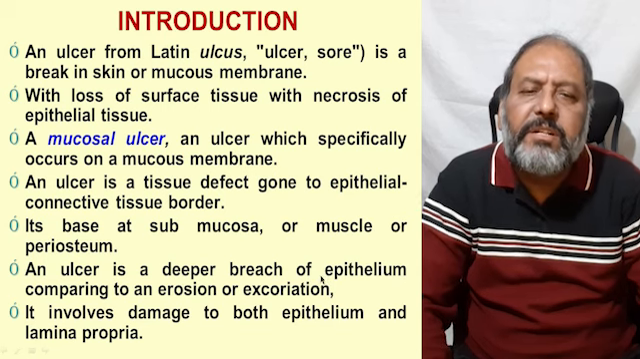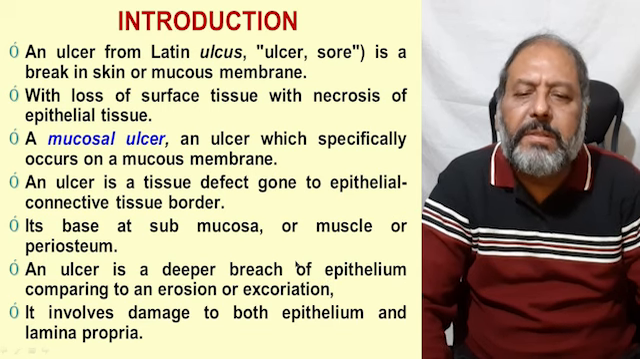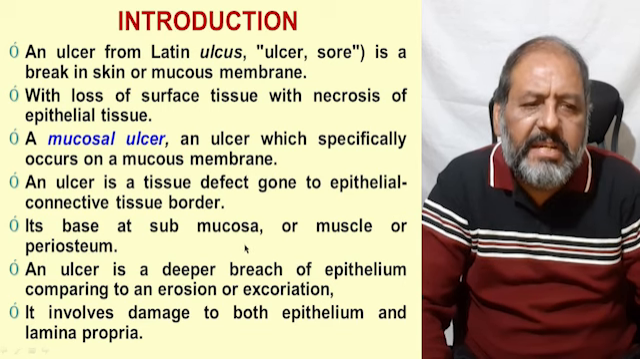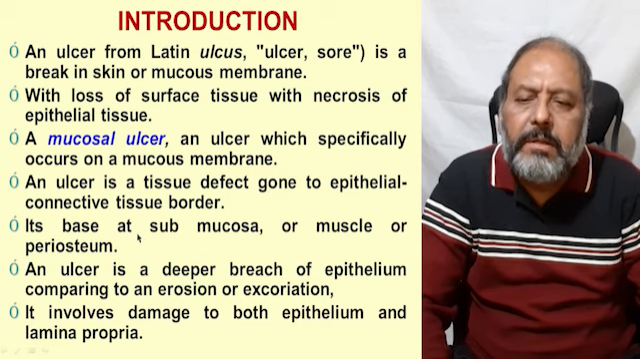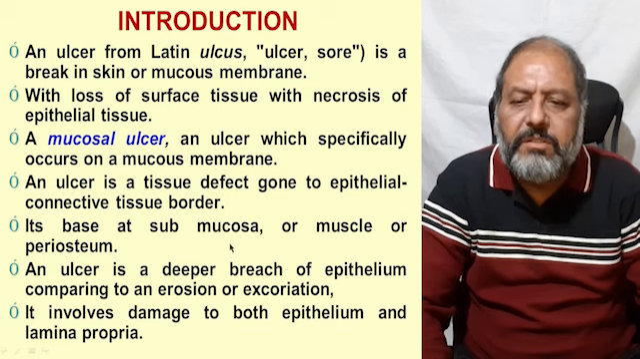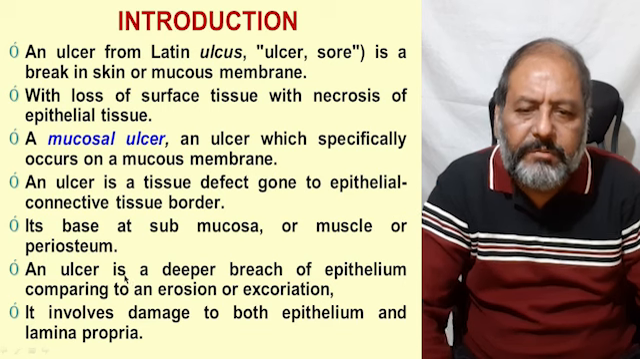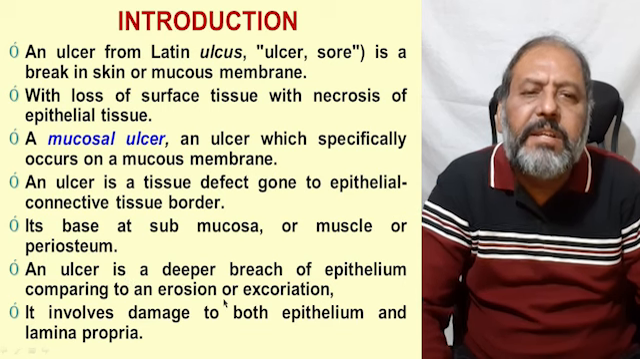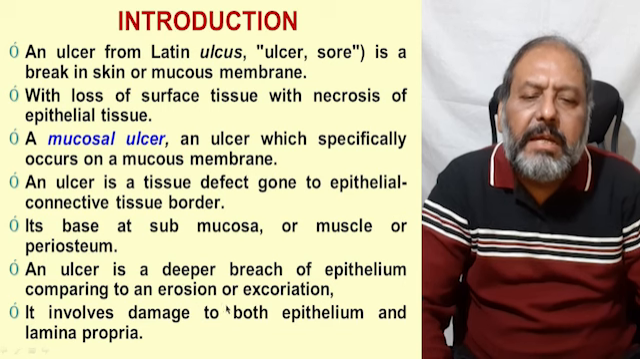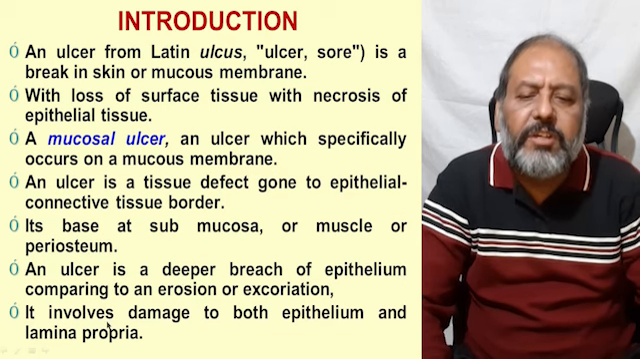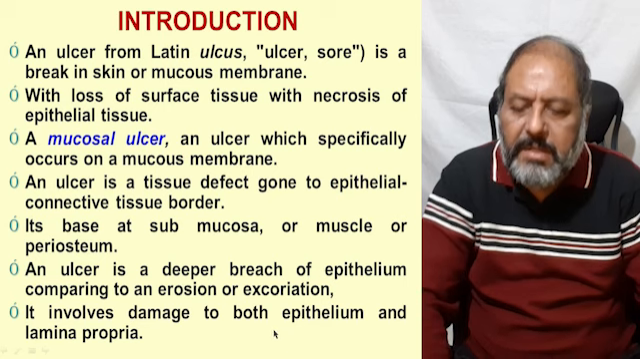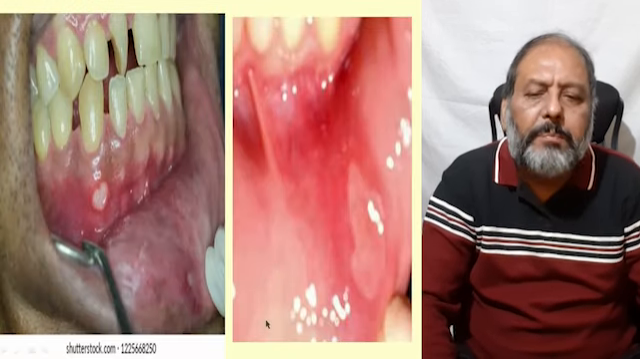An ulcer is a tissue defect gone to the epithelial or connective tissue border. Its base is at the submucosa, or the muscles, or the periosteum in case of bone. An ulcer is a deeper breach of the epithelium compared to an erosion or excoriation. It involves damage to both the epithelium and the lamina propria.